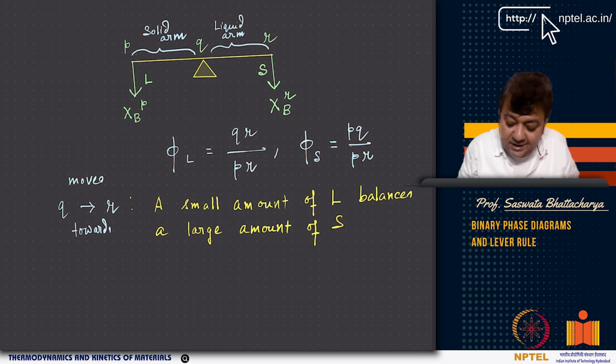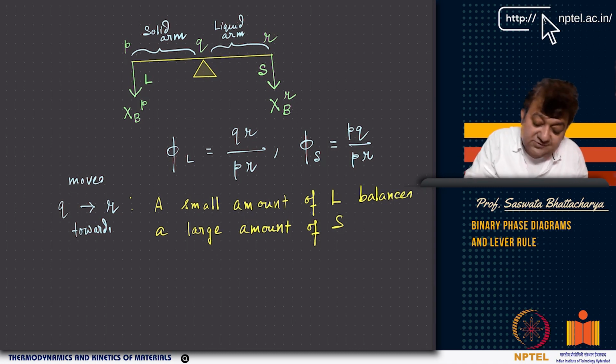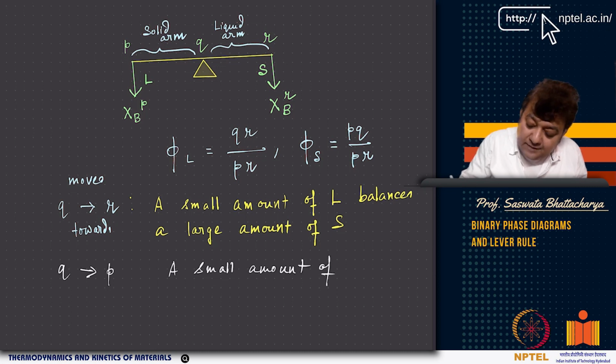So when Q moves towards R, a small amount of liquid balances a large amount of solid, and the other way, when Q moves towards P, a small amount of solid balances a large amount of liquid.